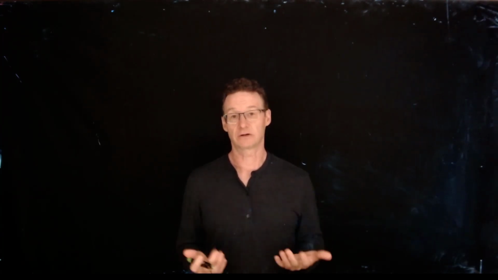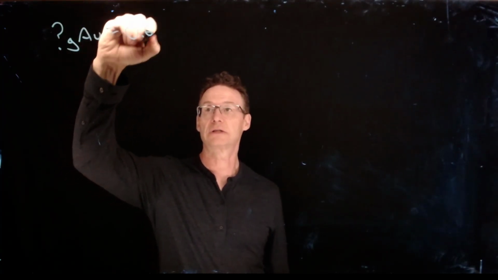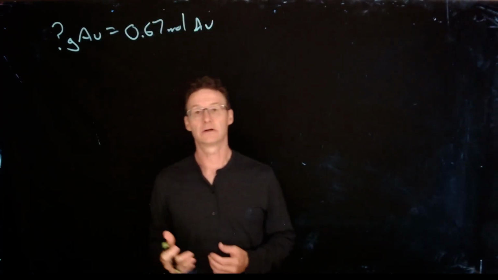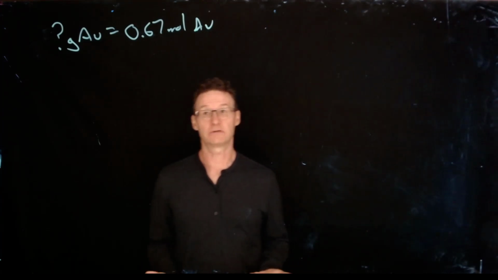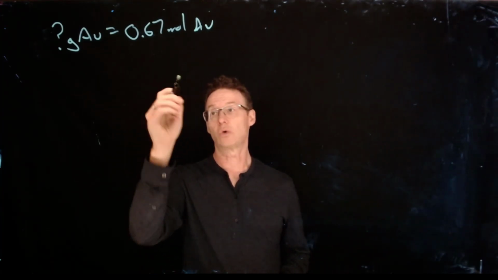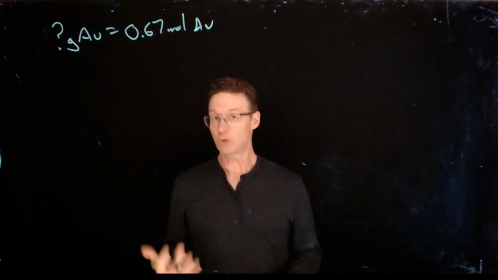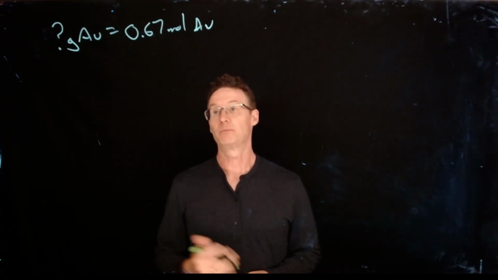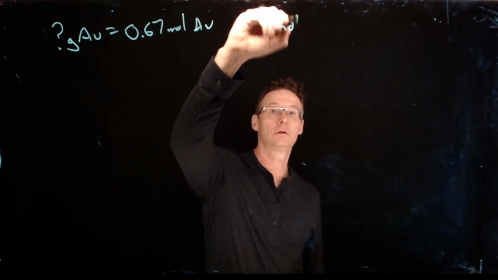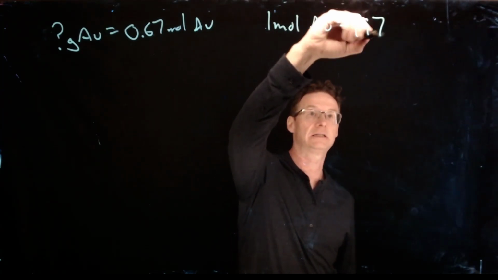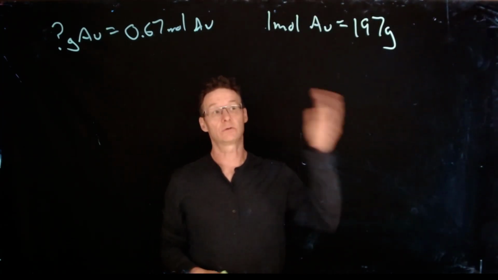So let's start with a fairly straightforward dimensional analysis problem, which is how many grams of gold are there in 0.67 moles of gold? Okay, so in order to solve a dimensional analysis problem, you need a conversion factor. There is a direct conversion between moles and grams of gold. And if you're not familiar with this concept, it involves the periodic table and something called the molar mass, which you can certainly check on. But what we know is that 1 mole of gold has a mass of 197 grams. So 1 mole is equal to 197 grams.